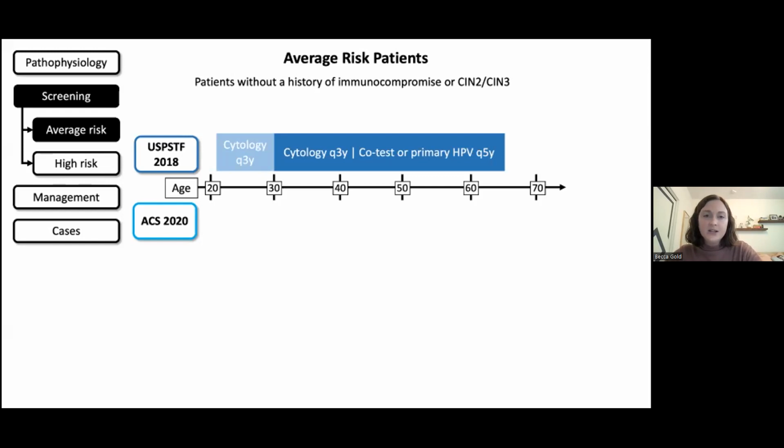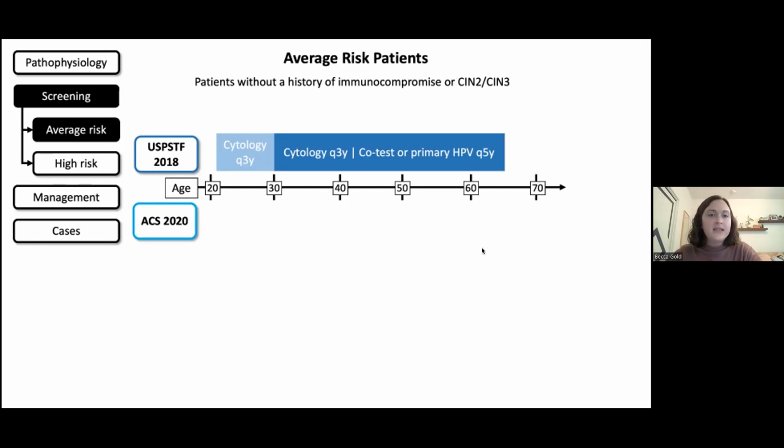And then additionally, what's nice with the HPV-based methods is they can space out screening to every 5 years because of the higher sensitivity for these changes and the longer preclinical phase from a high-risk HPV infection to the development of a precancer lesion or cervical cancer.